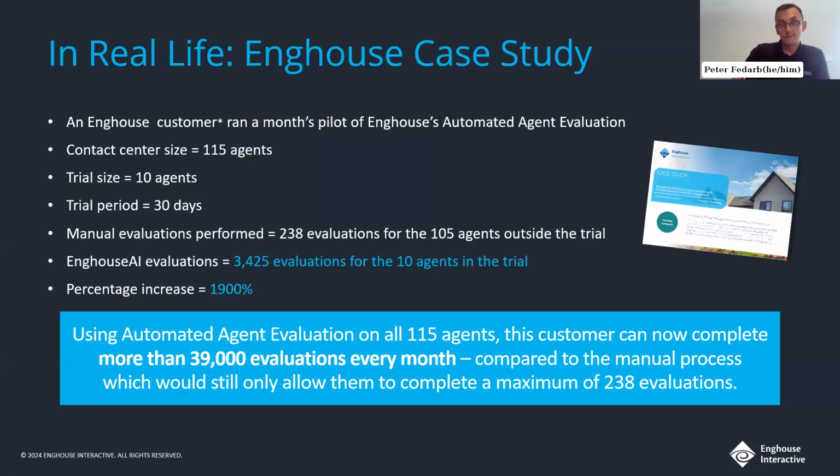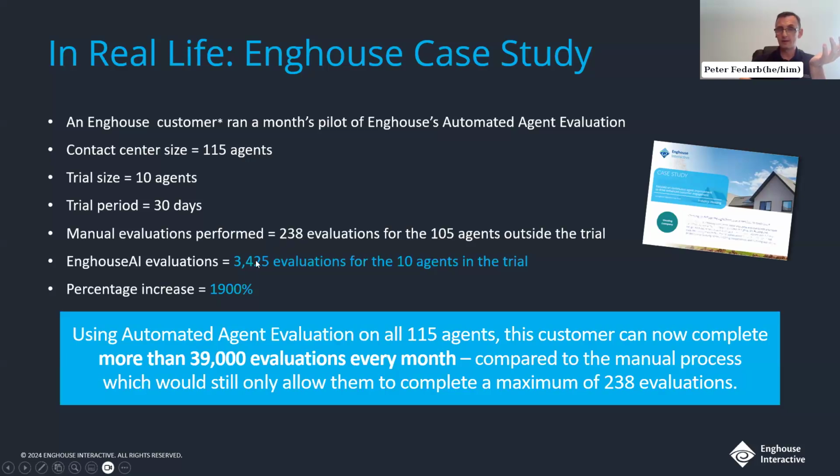So just to give you an example of somewhere where we've turned this on, this is a real life Enghouse customer. We will have a case study being published for this one. The customer had 115 agents, and they decided to turn on a trial, which I advise everybody does. Dip your toe in the water with 10 agents within the system over a 30-day period. They were manually evaluating 234 evaluations on the 105 agents across that 30-day period. On the 105 that weren't being used in the automated evaluation, they did 238 evaluations.